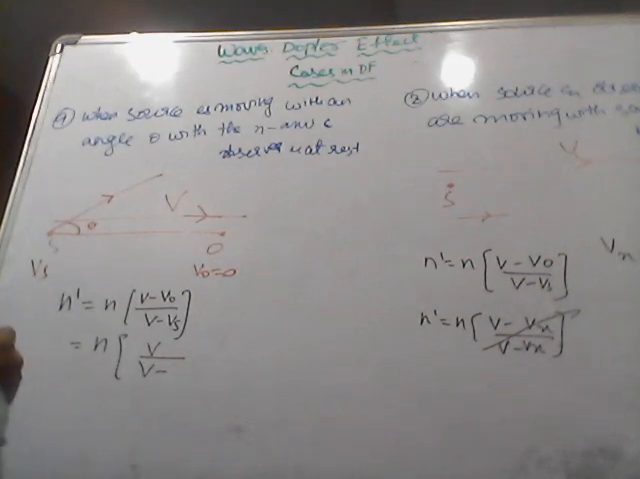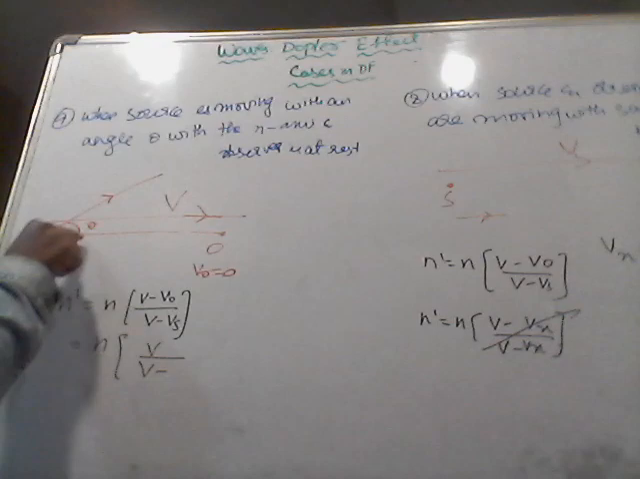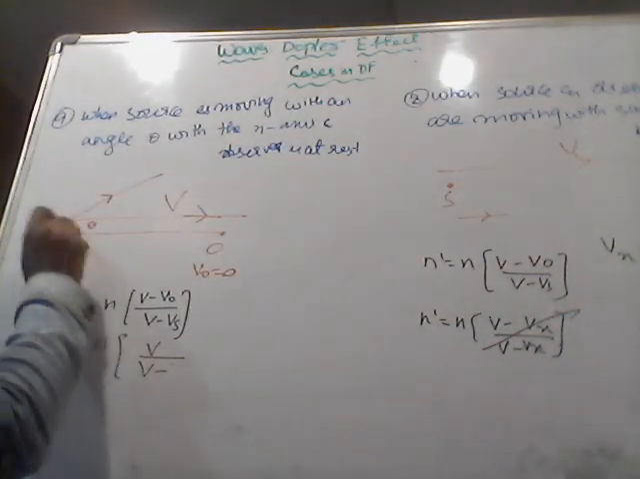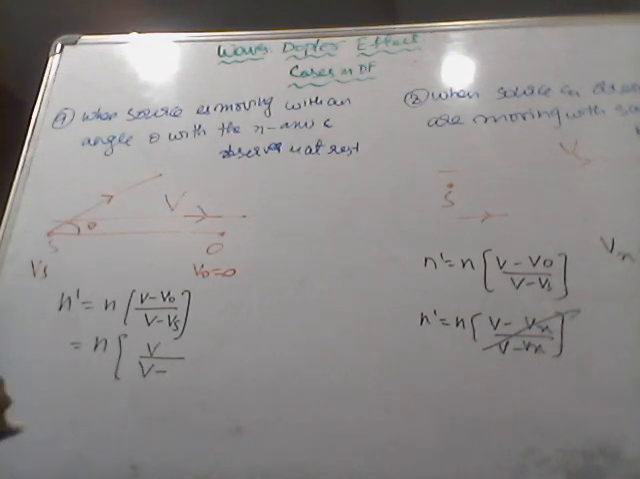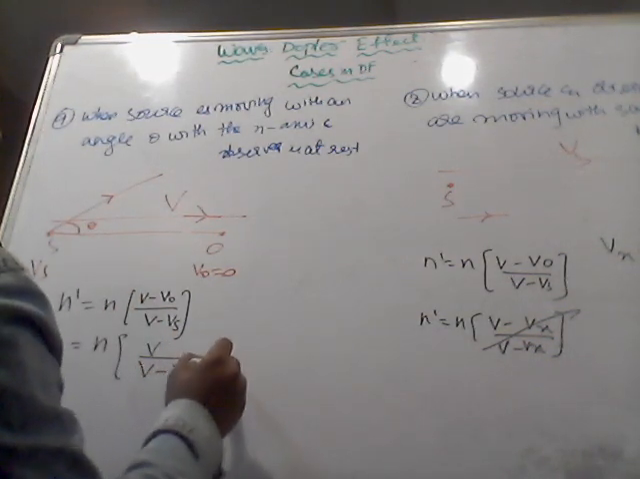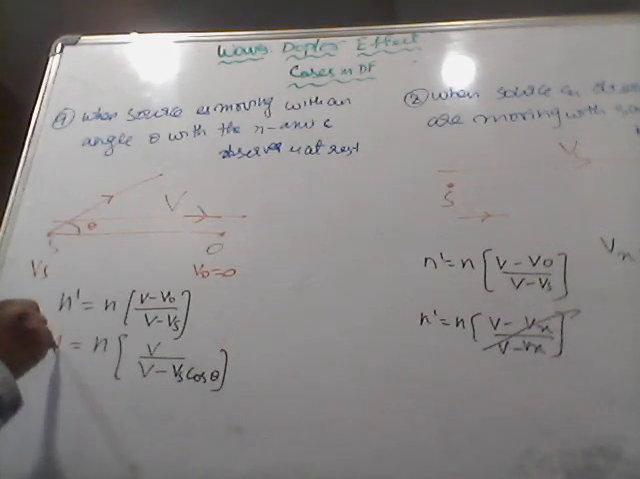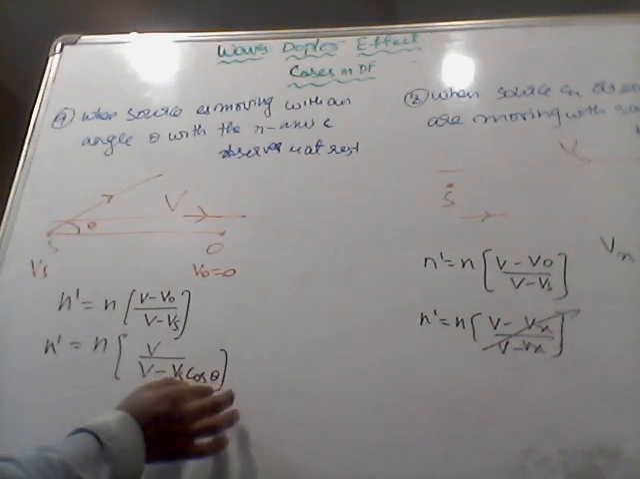Now here Vs is making an angle theta with the x-axis, so the theta touching side is nothing but cos theta. So instead of Vs, I am saying Vs cos theta. Got it, everyone? This is the minor change that is seen.